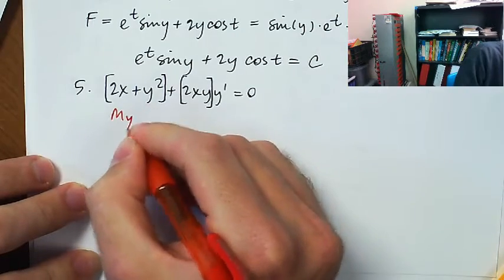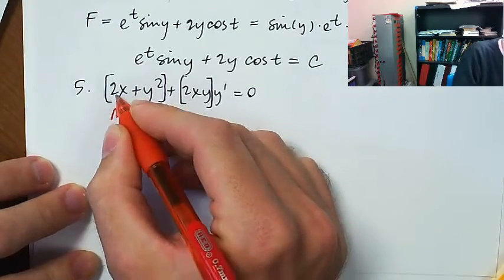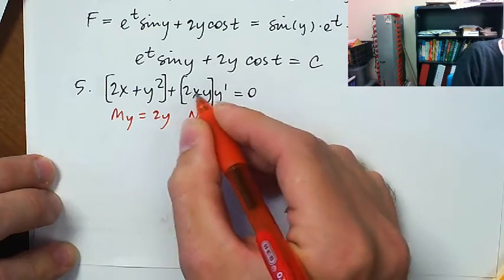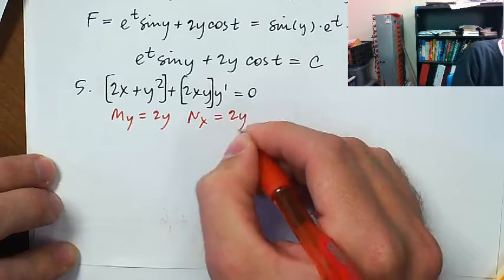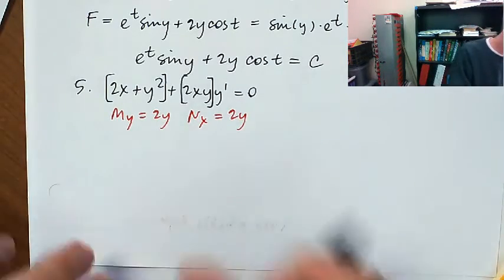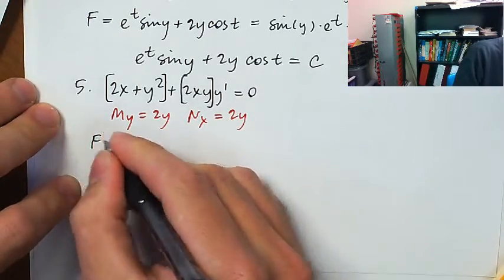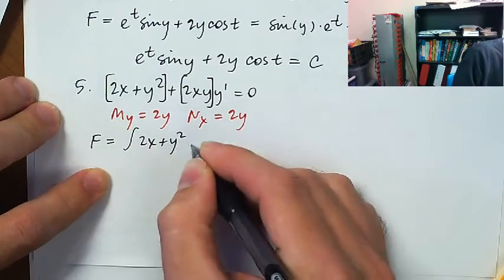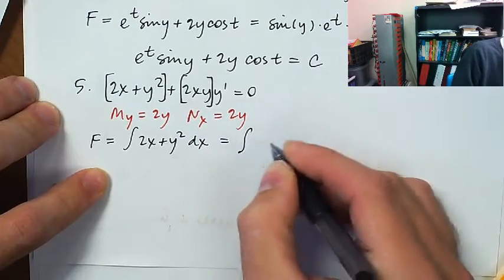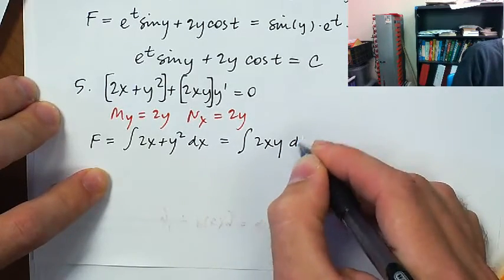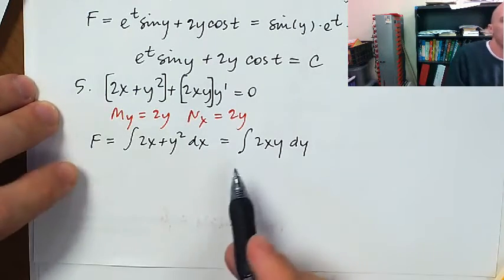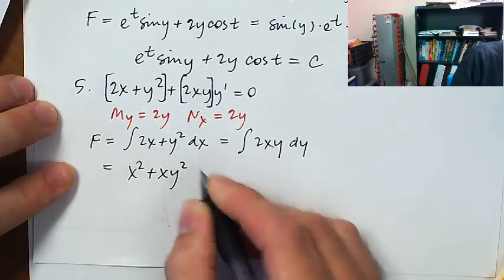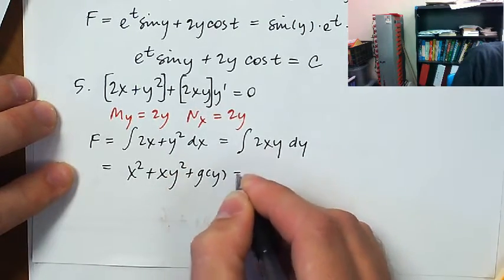Okay, so M sub y equals 2y, because the derivative of that is 0, and the derivative of that is 2y. And N sub x is going to be the derivative of 2xy with respect to x, and that will be 2y. Now I'm going to say I'm looking for an antiderivative for 2x plus y squared with respect to x, and also looking for an antiderivative for 2xy with respect to y. Okay. So I'll have x squared plus xy squared, maybe plus something that depends on y.